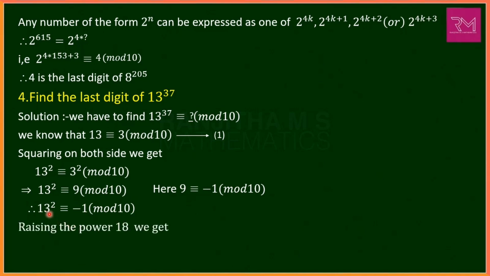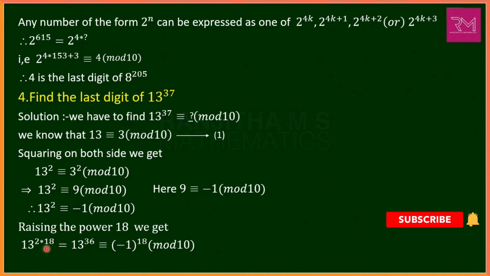So in the next step we have to raise the power of 18 on both the sides. That becomes 13 power 2 into 18 in the left hand side, and 2 into 18 is 36, that is 13 power 36 is congruent to minus 1 power 18 modulo 10. Call this equation number 2. Here equation 1 is 13 is congruent to 3 modulo 10, and equation 2 is 13 power 36 is congruent to minus 1 power 18 modulo 10.